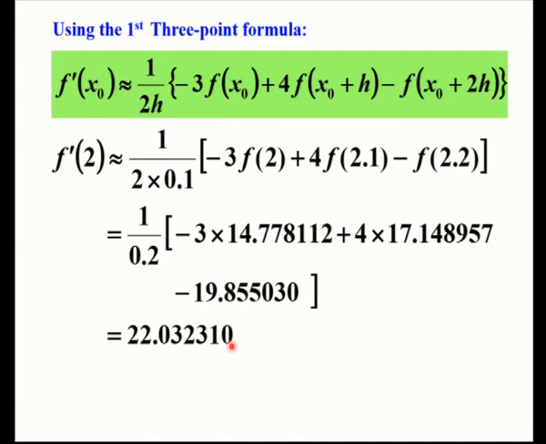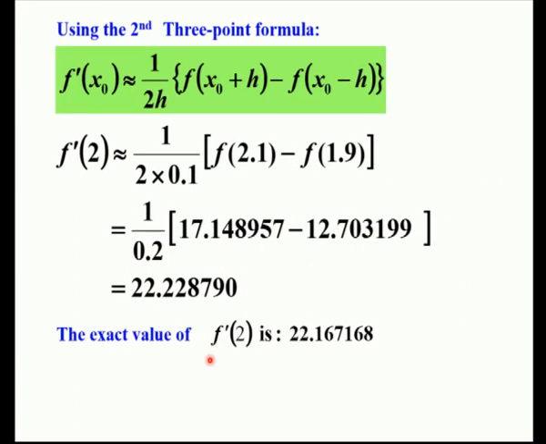Similarly, using the first 3-point formula, so I have function value at x naught minus 3 times function value at x naught plus 4 times function value at x naught plus h minus function value at x naught plus 2h, and substituting here I get these 3 values.